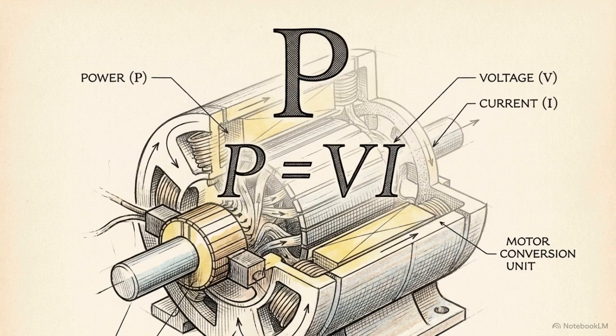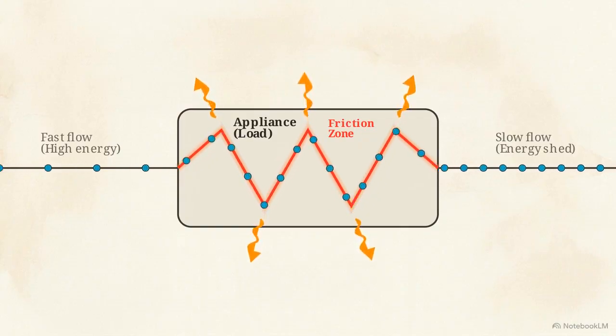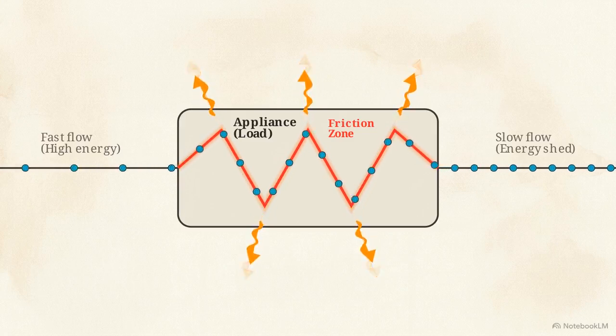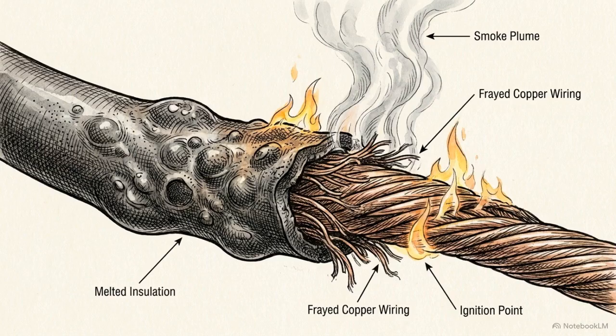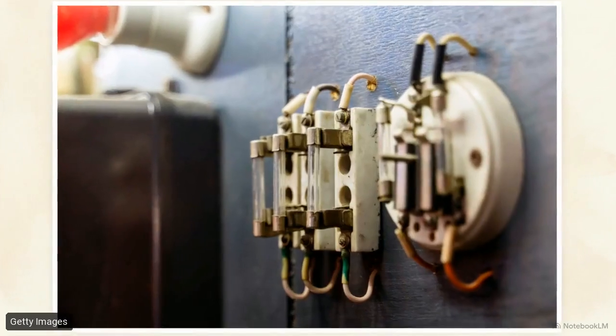We measure the rate at which this system converts electrical energy into real-world work in watts, or electric power. Appliances function as calculated friction zones, engineered to harvest the energy shed by those moving electrons. Heat can also be a danger. If too much current is pushed through a wire that isn't designed for it, the resulting heat can melt insulation and cause fires. To prevent this, we use fuses.